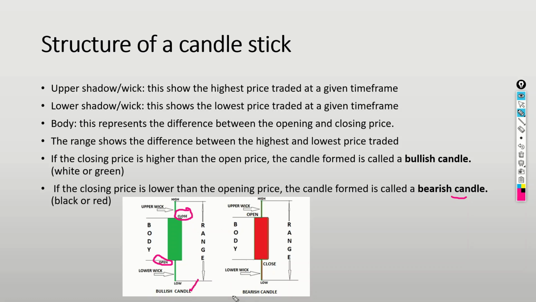A bullish candle simply means that the price increased, and a bearish candle simply means that the price decreased. The bearish candle always opens high and then closes low.